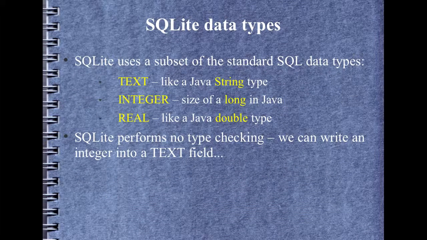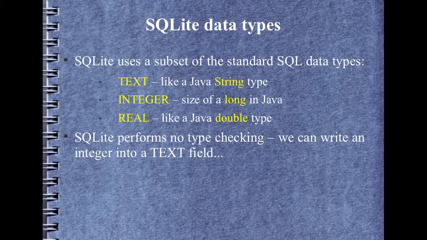There are three types of data in SQLite, and they are text, integer, and real. Now, they're not strong types. In other words, we can use a text field to hold an integer. So don't get bogged down in the idea that text must be a string. However, the flavor of text is like a Java string type. An integer is the size of a long in Java, and a real is like a Java double type.